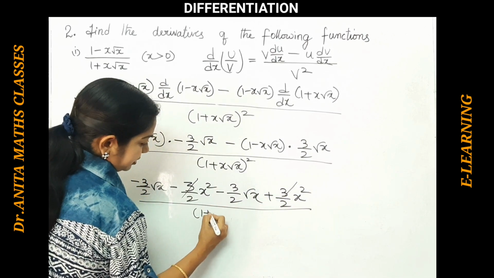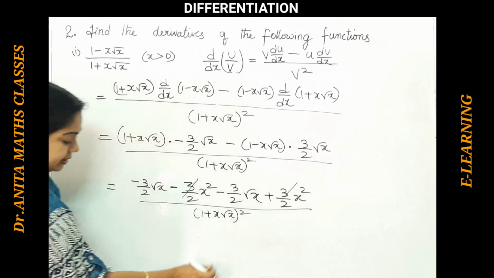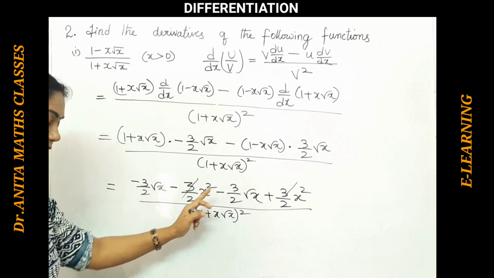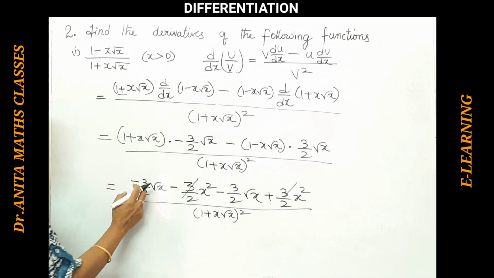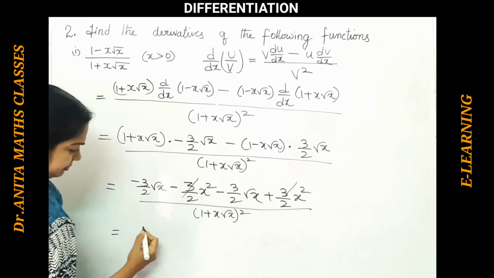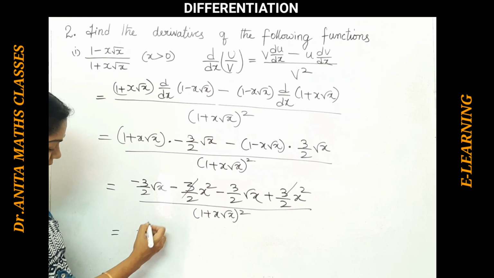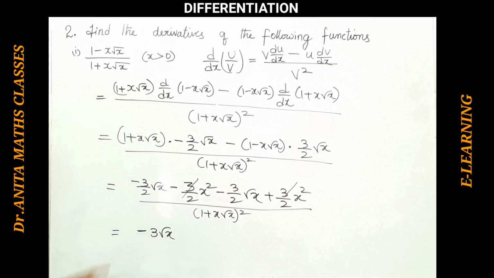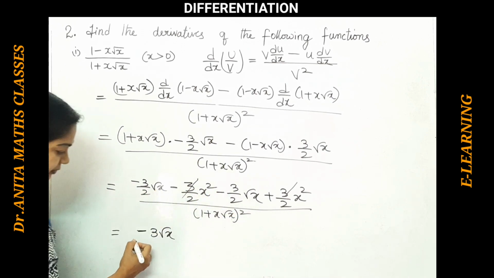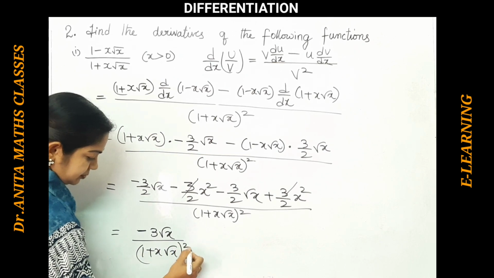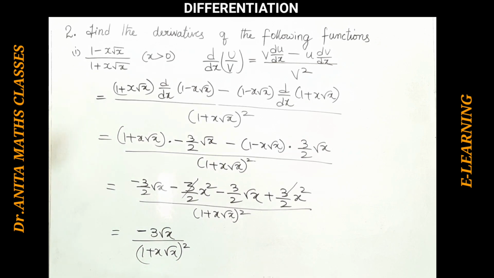Again we have the numerator part, denominator part. So here minus 3 by 2 and minus 3 by 2. So again it becomes 2, 2 goes off. If you take the LCM here, minus 3 by 2 and minus 3 by 2, that becomes minus 3 root x, divided by 1 plus x root x whole square. This is the derivative of this part. Pause it and note it down.